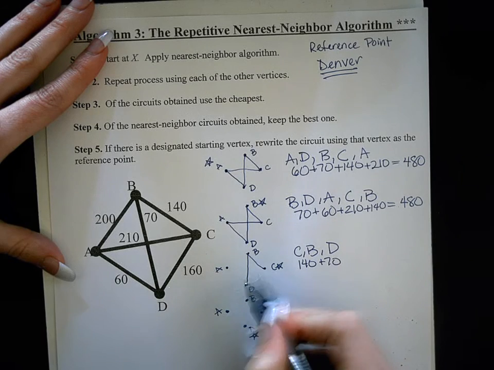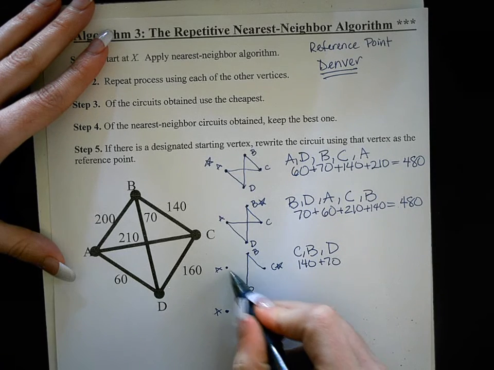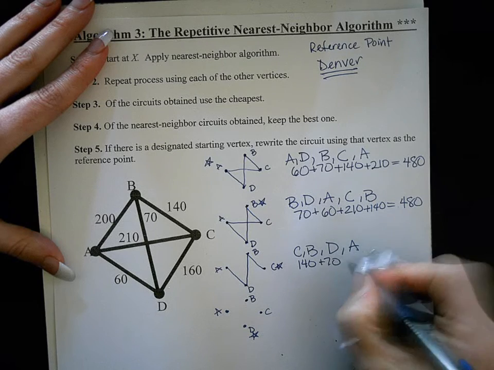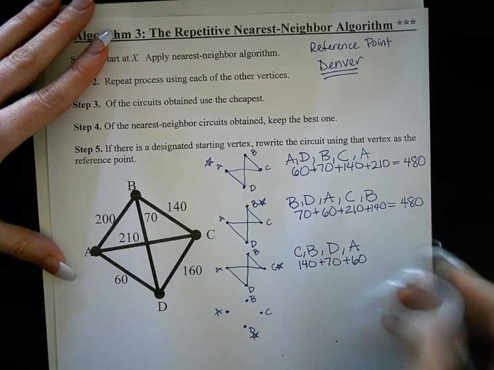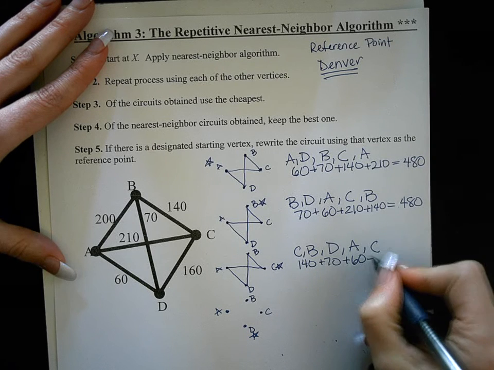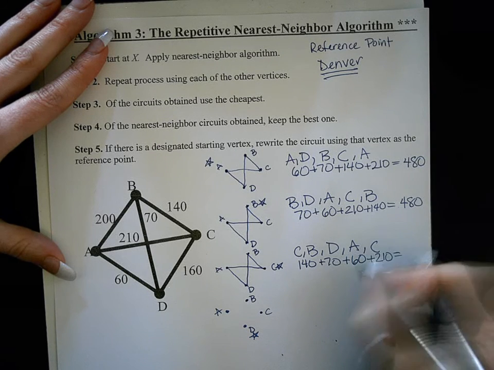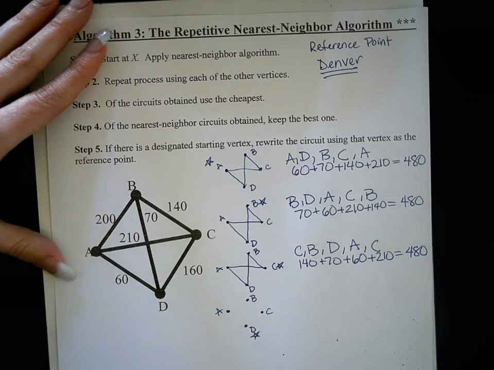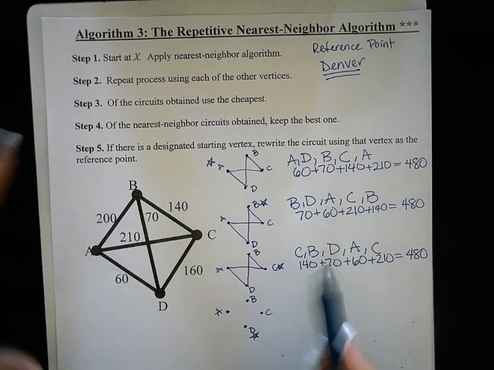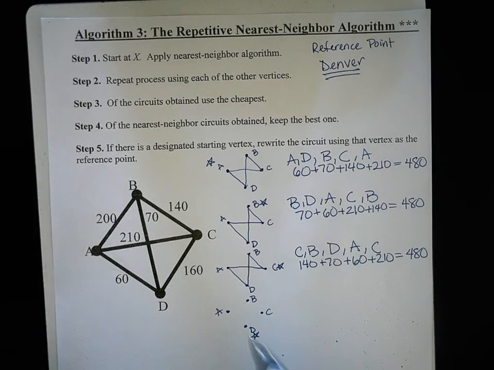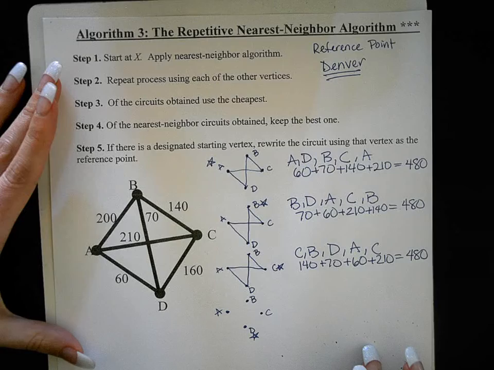From D, we've been to every vertex except A, so we have to go to A, and that is 60. And now it's time to go home, back to C, and that is 210. The total cost of this is 480. And that is the nearest neighbor algorithm starting at C. Now it's time for our last one, starting at D.